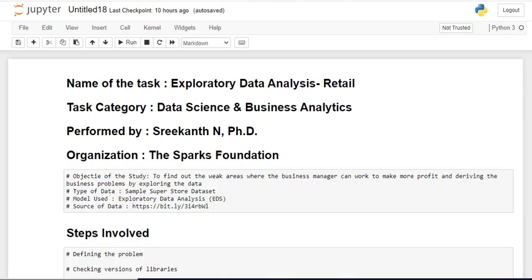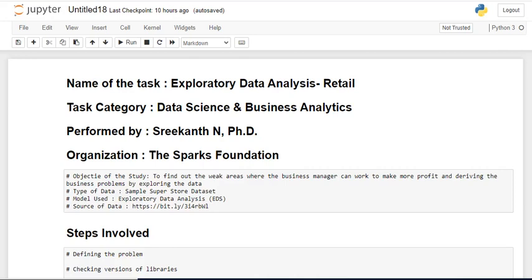to establish the hidden relationships between the data points in the data set, as well as to extract insights to improve the business process, and also to recommend actionable decisions to be made to improve the business process. This is the importance of exploratory data analysis.